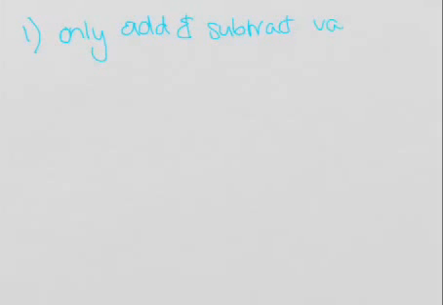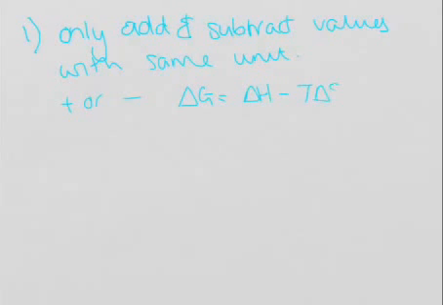So what are my rules about units? Well, first off, I can only add and subtract values that have the same units. So anywhere in an equation where I see two terms added, for example, delta G is equal to delta H minus T delta S, in this case, delta H and T delta S have to have the same unit. And so if we think about this, well, normally delta H is measured in kilojoules per mole. Delta S is normally measured in joules per Kelvin per mole. And T is normally measured in Kelvin.